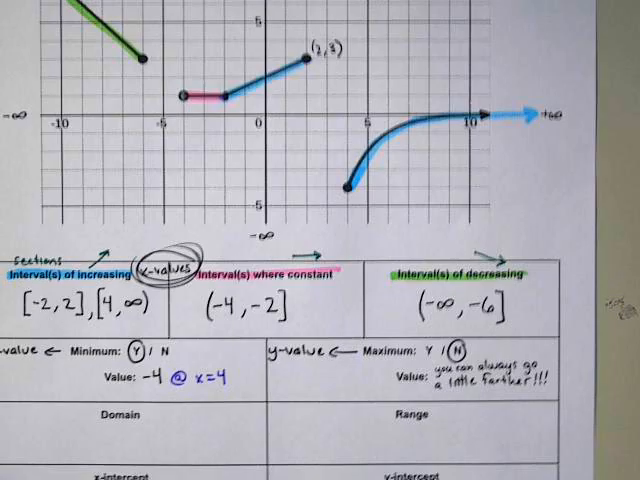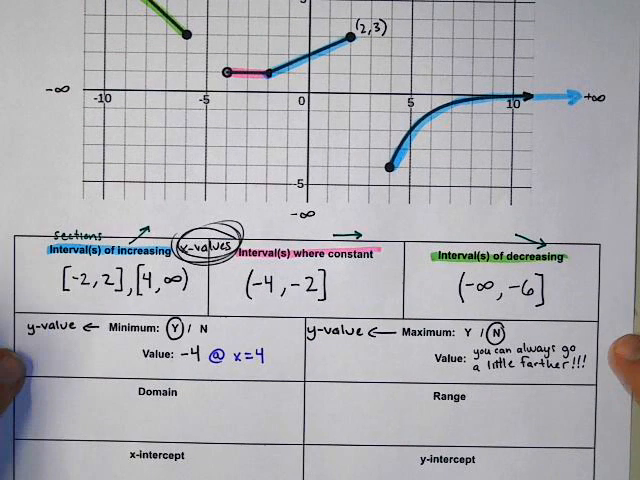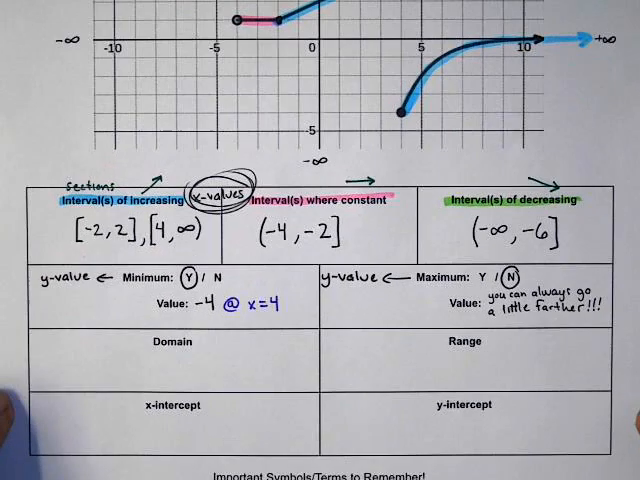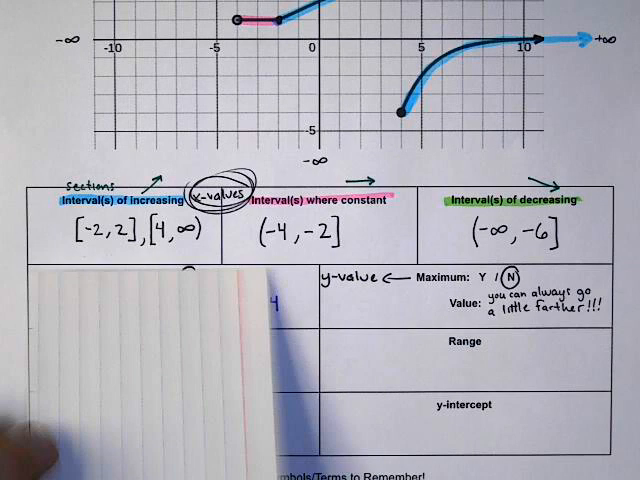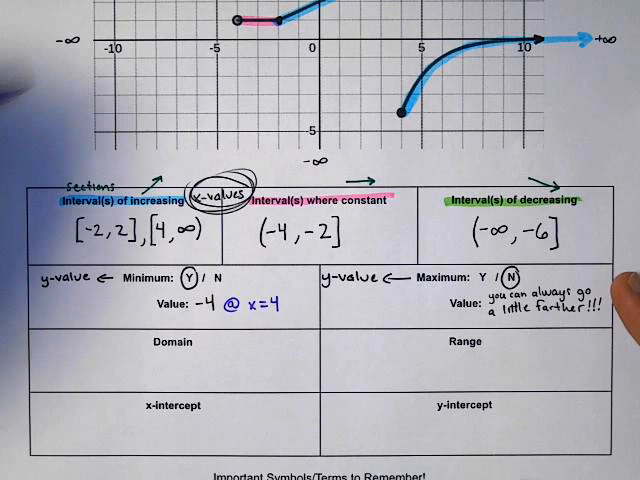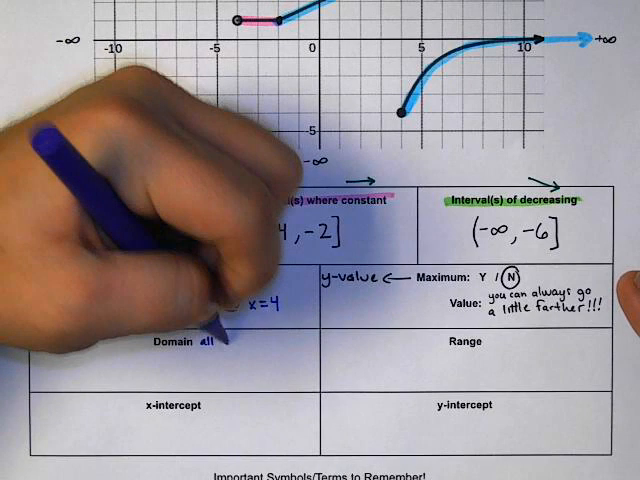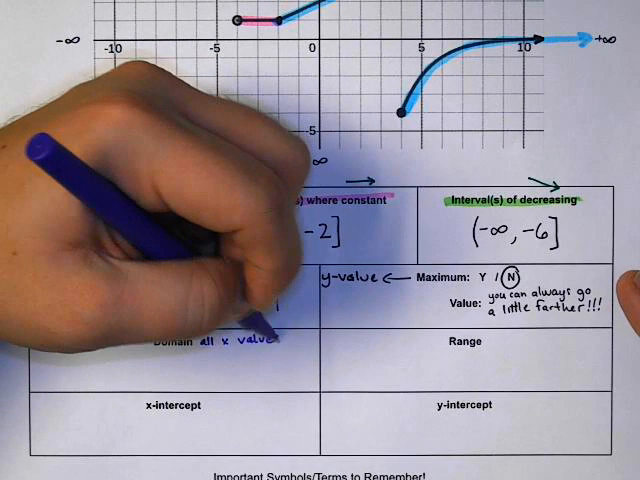Cool. So now we have intervals. We have this idea of minimum and maximum. Let's chat domain and range. We might as well. I would say this might be the toughest part. All right? This again is going to get back to our interval notation. And what we have to remember is domain of a graph or of a function is all x values.